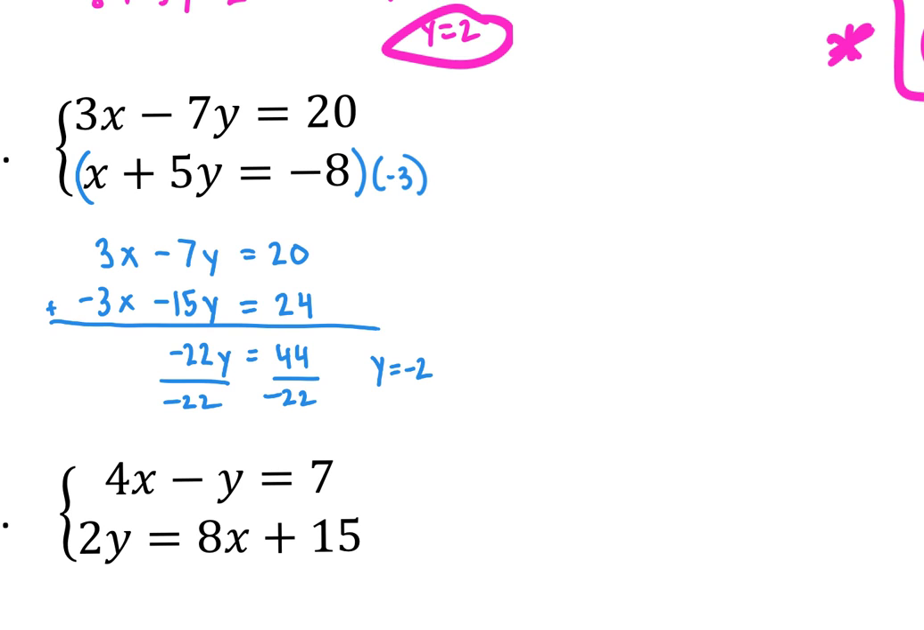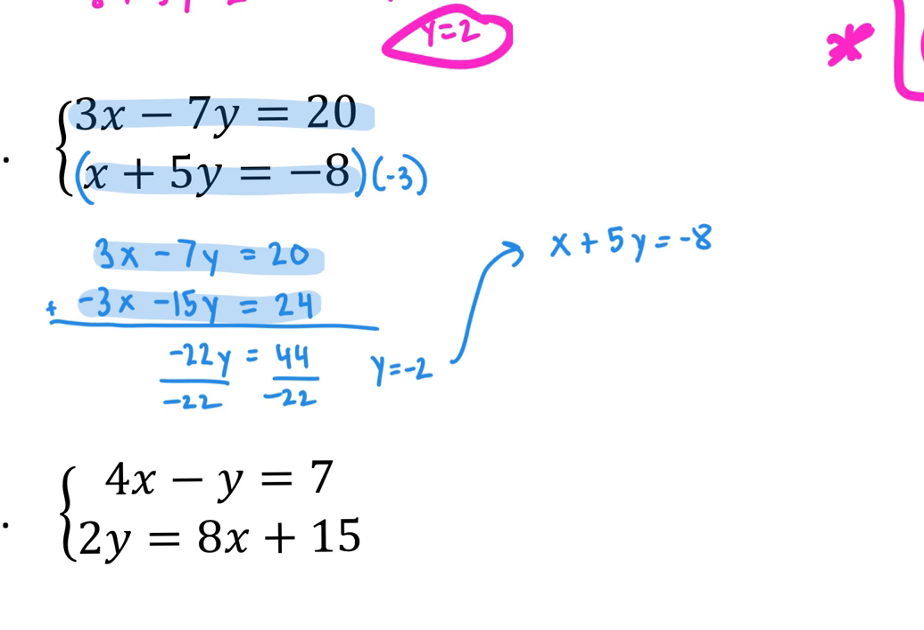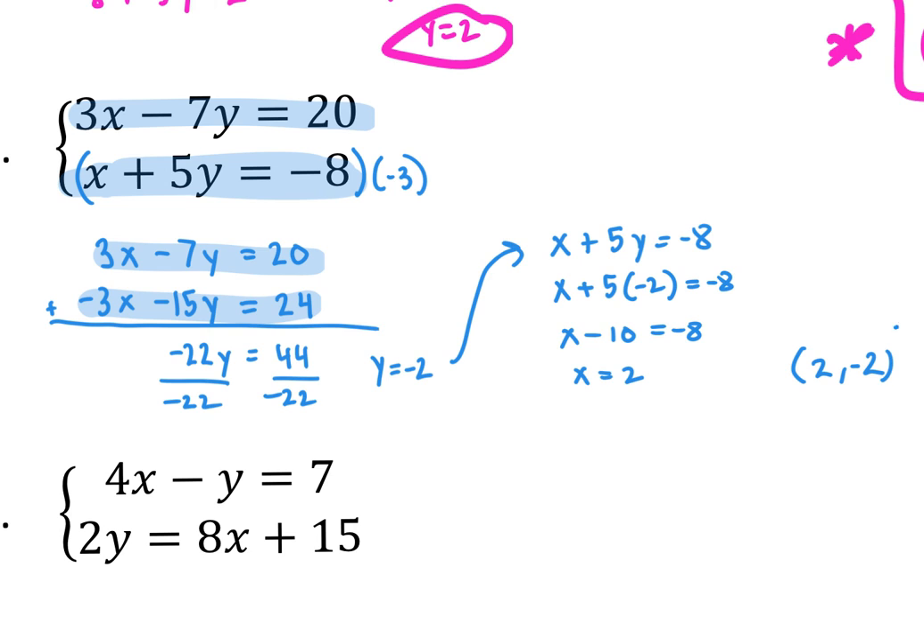And then we can use any equation to find our x. I'm just going to use the bottom one. We could use this equation, this one, or this one, so it doesn't matter. So I'm just picking this one right here. I'm going to plug that -2 in for my y. So that's x minus 10 equals -8. So x equals 2. So that means my solution is 2, -2.